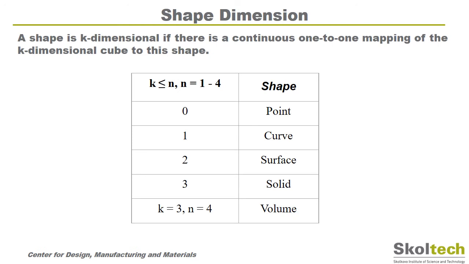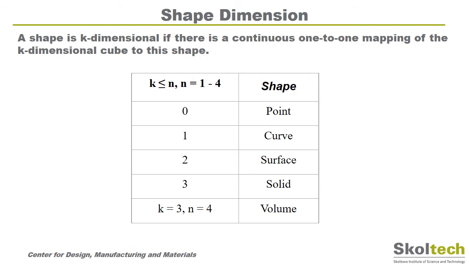We have to distinguish between the dimension of a space and the dimension of the shape embedded in this space. Roughly speaking, shape dimension is the number of coordinates needed to specify a point in the object. The following definition is more formal. A shape is k-dimensional if there is a continuous one-to-one mapping of the k-dimensional cube to this shape. This table shows the dimension of the shapes in geometric spaces. As we can see, dimension of shape can be equal or less than dimension of space.